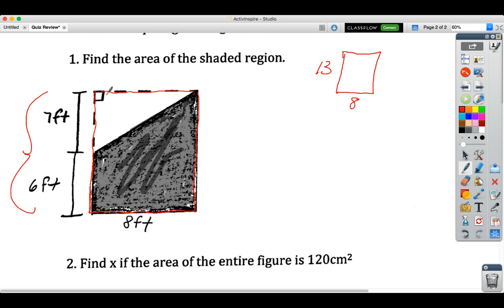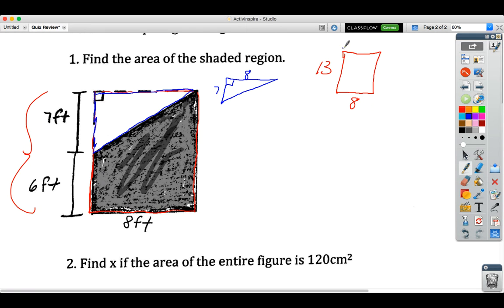The next shape I see, now it's not part of my black figure, but it's something that I can remove from this rectangle to help me solve the black figure. So this here is not part of what we want to solve the area of, but I can see that that is a right triangle. So I'm just going to go ahead and fill this in. I know that this has a height of 8 and it has a base of 7.